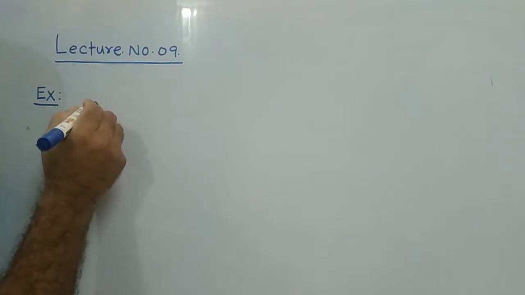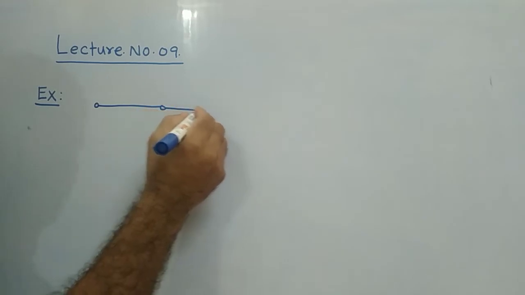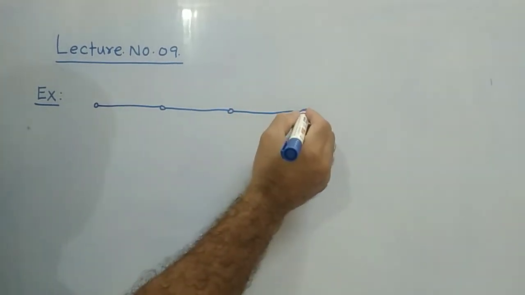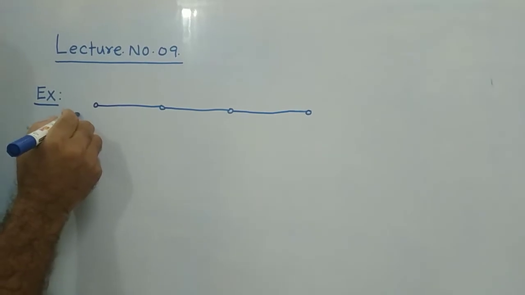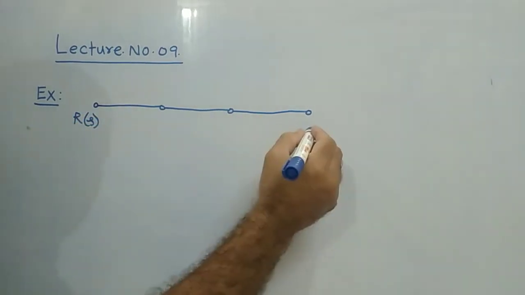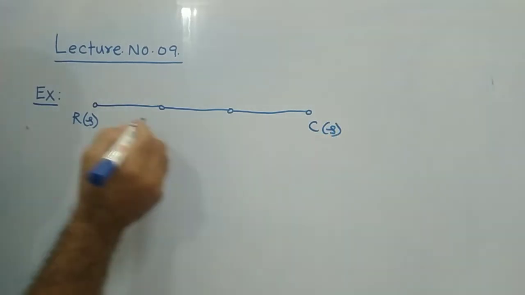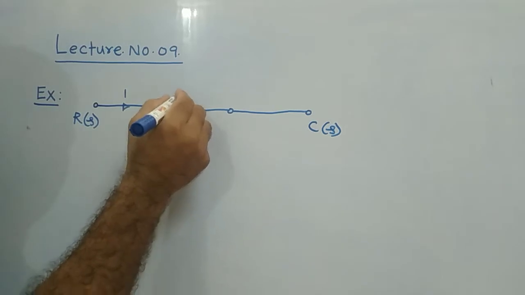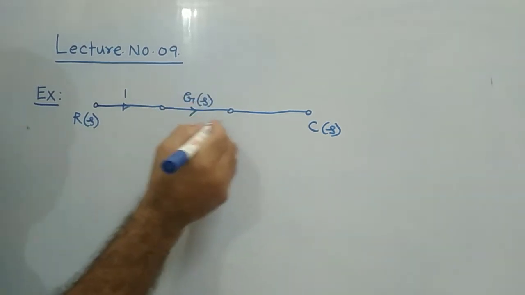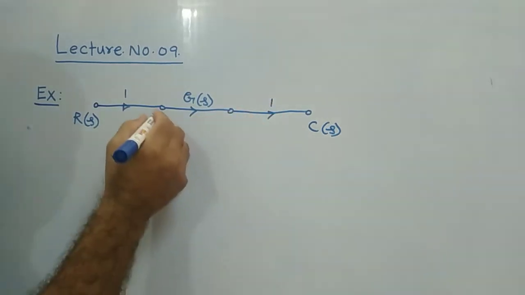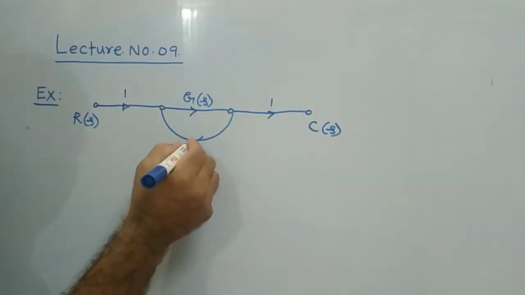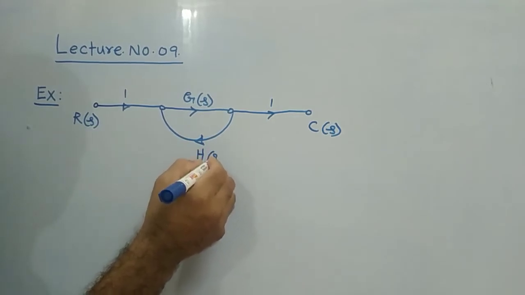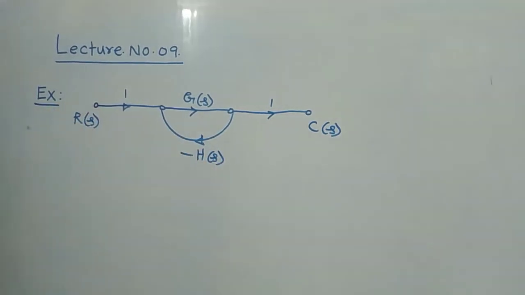So let us consider this as a given example. Let this be R of s, and then this is your C of s. This is given as 1, the gain. Here the gain is, let us say, G of s. This is 1 again, and from here to here, let us assume it is H of s with a negative sign. Likewise, the signal flow graph will be asked in our examinations.